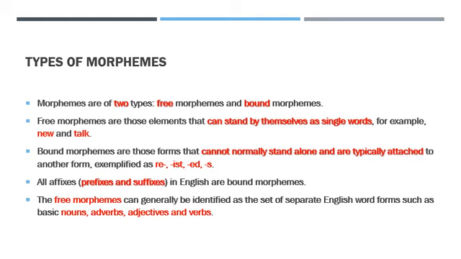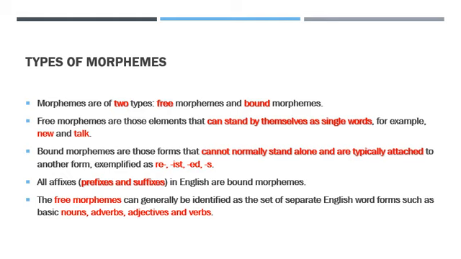Types of morphemes. Morphemes are of two types, free morphemes and bound morphemes. Free morphemes are those elements that can stand by themselves as single words. For example, new and talk. These are free morphemes. Bound morphemes are those forms that can't normally stand alone and are typically attached to other forms, to other morphemes. For example, re, ist, ed. So all of these are called bound morphemes.